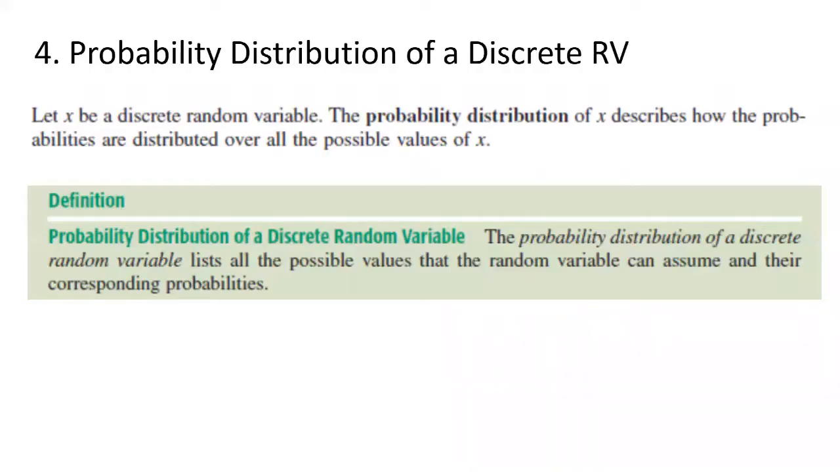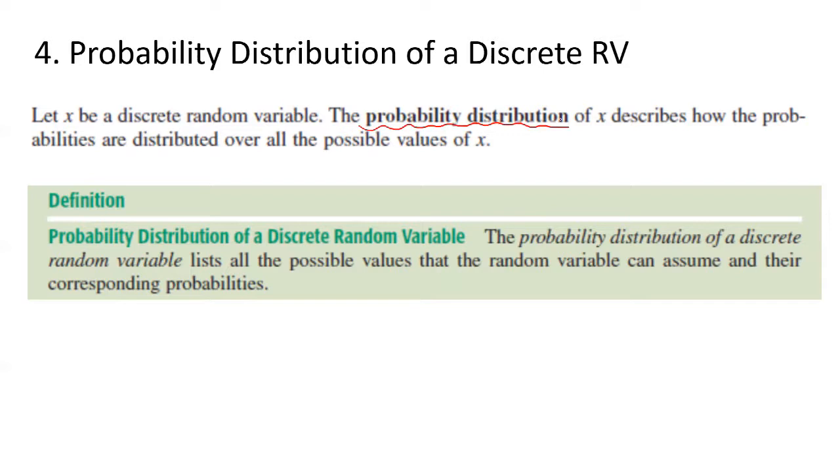Okay, next one. Probability distribution of a discrete random variable. So we already know what a discrete random variable is, right? Next question is, what is the proper way of describing a discrete random variable? Okay, let's first see the definition. Let x be a discrete random variable. The probability distribution of x.